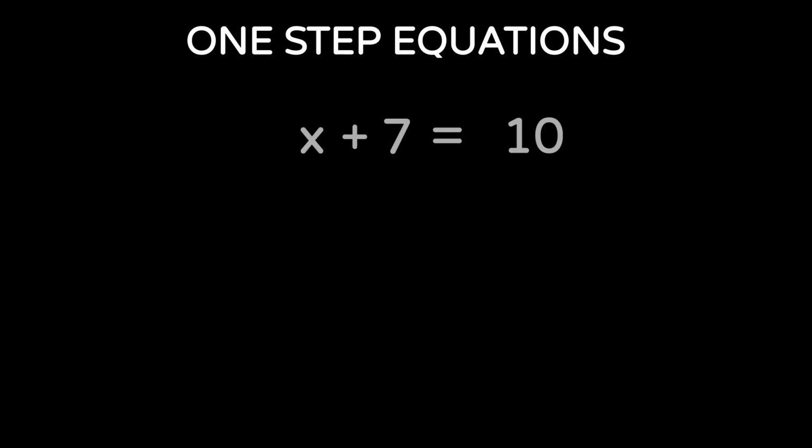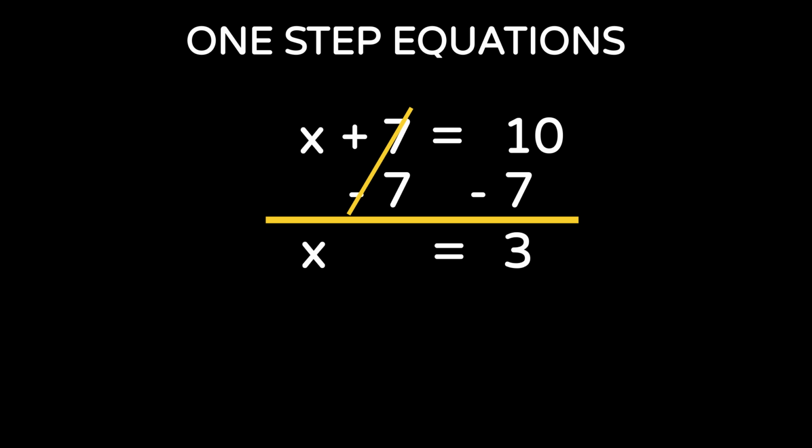Example 5. For our final example, we have x plus 7 equals 10. To get x by itself, we subtract 7 from both sides. X plus 7 minus 7 equals 10 minus 7. The plus 7 and minus 7 cancel out, leaving x equals 3.